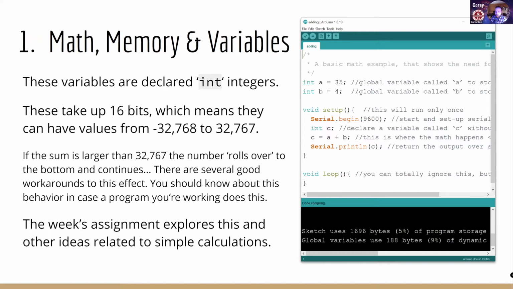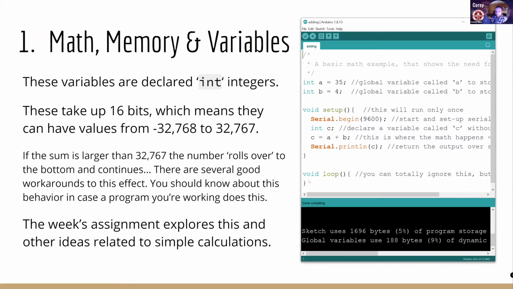So this line, Serial.begin, sets up the connection to your computer so that the Arduino can talk to your computer. And then the next step, we make another variable that's named C, but we don't assign it a value. The next line after that says that C is going to be equal to whatever A is plus whatever B is. So here, this is the actual line where math happens in this sketch.